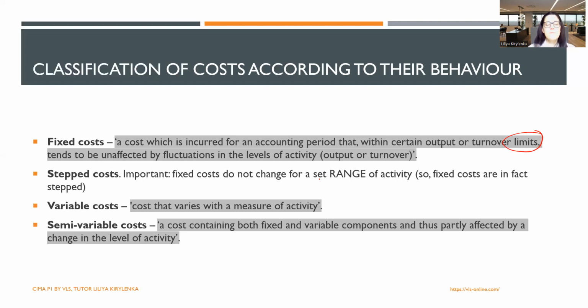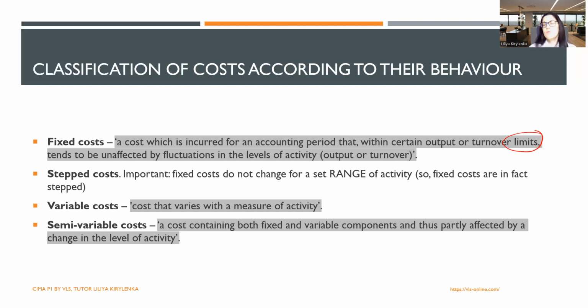Variable costs are costs that vary with the measure of activity. So let's say materials: the amount of materials that we are going to use depends on how many items we are going to produce. Semi-variable costs are those costs that contain both fixed and variable components, and therefore they're partly affected by the change in the level of activity.